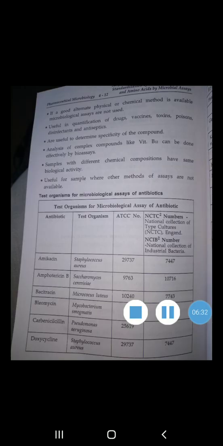Next, we will see what is the turbidimetry assay for antibiotic, and write the advantages of the turbidimetry method over the diffusion assay.